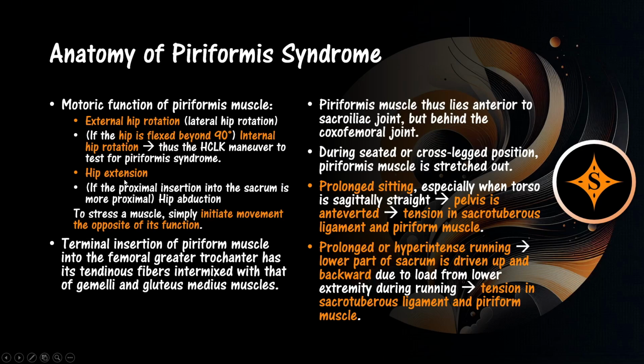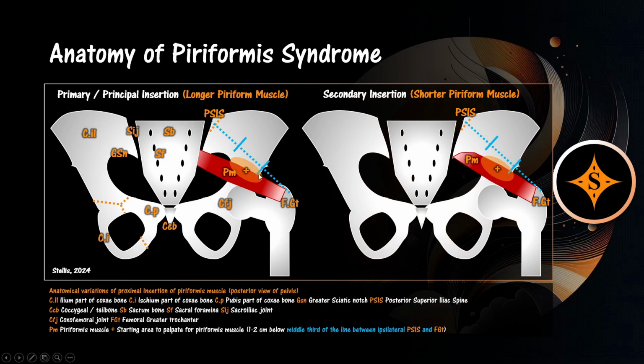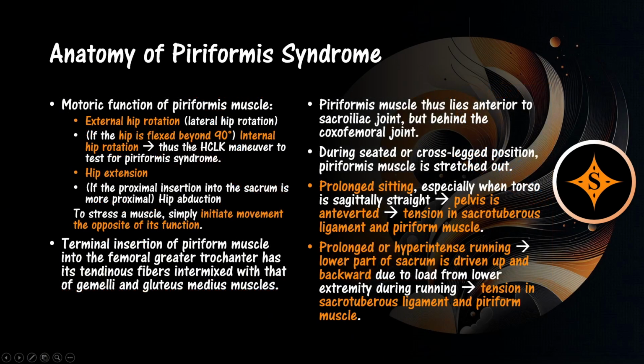The piriformis muscle also performs hip extension, and if the proximal insertion of the piriformis muscle, that is this one, this proximal insertion, proximal meaning closer to the head, so this initial insertion, if it is slightly higher, it might also perform hip abduction.